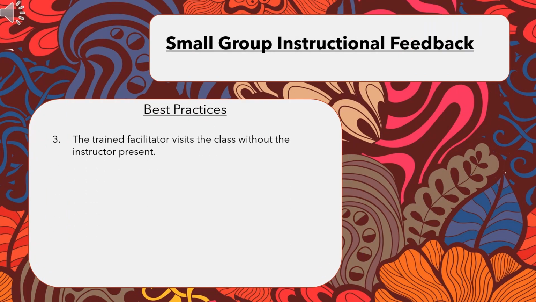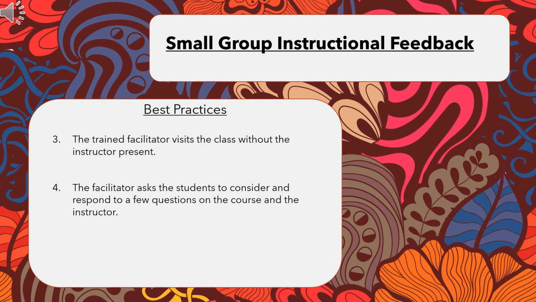A couple days before the SGIF, the instructor should let the class know that a facilitator will be coming in to obtain feedback. On the day of the SGIF, the instructor should introduce the facilitator and then leave the classroom. The facilitator can then break the students into smaller groups and ask them to consider and respond to the few questions that were previously agreed upon. After some time, they can reconvene and the facilitator can obtain the responses.